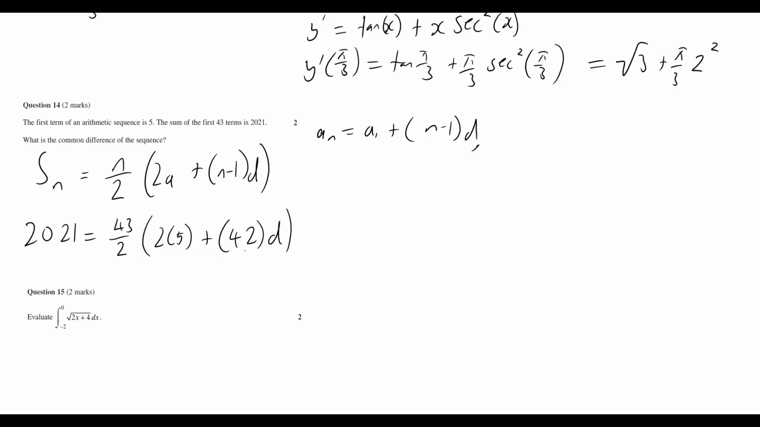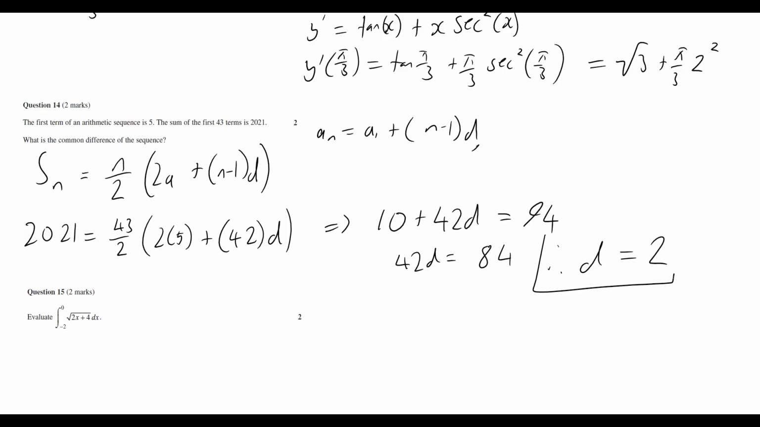So let's just multiply both sides by 2, and let's see what we get, and we'll probably go ahead and divide it by 43 as well. So then we'll get 10 plus 42d is equal to 94. So 94 is equal to 2021 times by 2 divided by 43. And we can say that 42d is equal to 84. Therefore, d is going to simply be equal to 2. And that's our solution there.